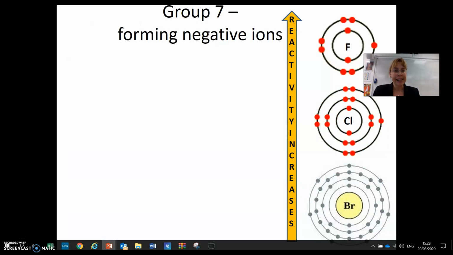So why is it that fluorine is so much more reactive than bromine or iodine? Well, we know they all gain that extra electron in their outer shell to get a full outer shell of 8 electrons.